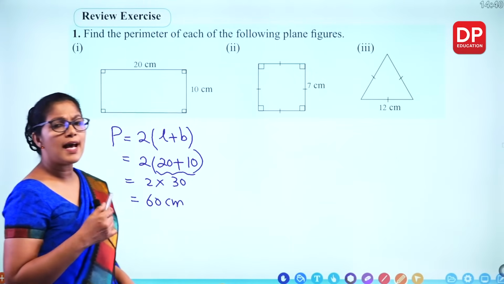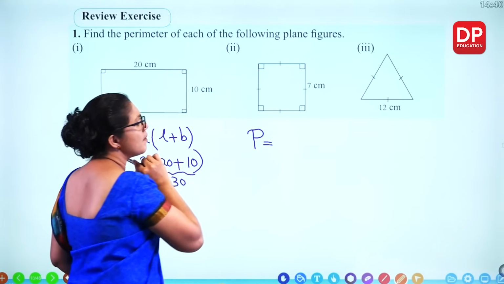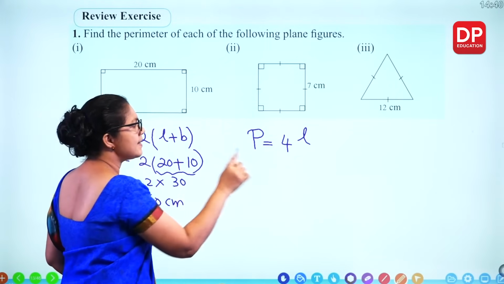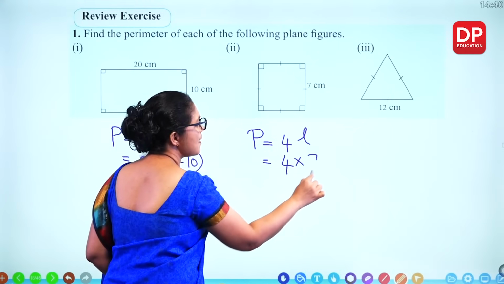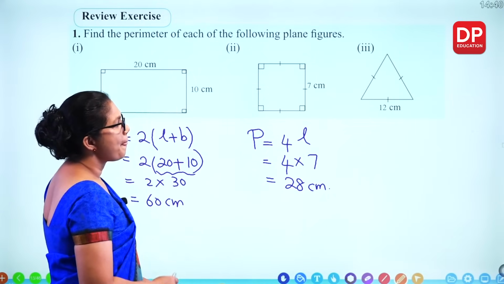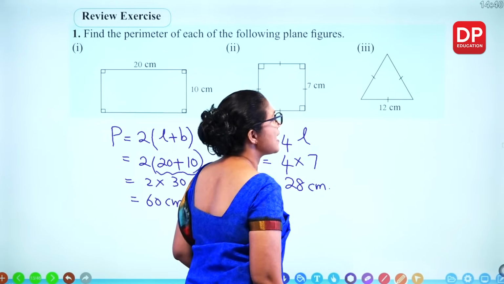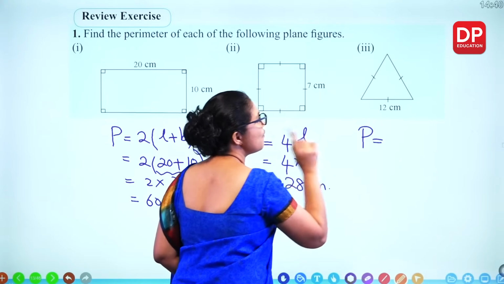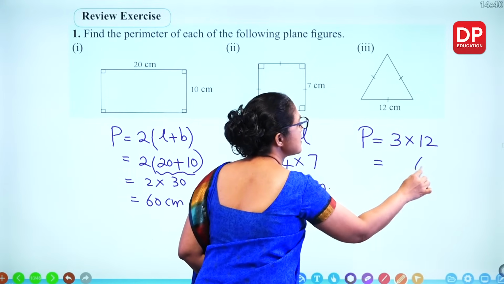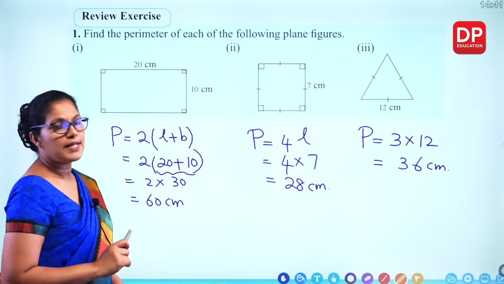So what's this shape? All sides are equal. So this is a square. Here, what's the formula for a square? 4 times one length. One length is given as 7 centimeters. So 4 times 7, you get 28 centimeters. What is this shape? This is an equilateral triangle. All sides are equal. So what's the formula? If you know one side, you have to multiply by 3. So 3 times 12. So what's the answer? 36 centimeters for the perimeter.